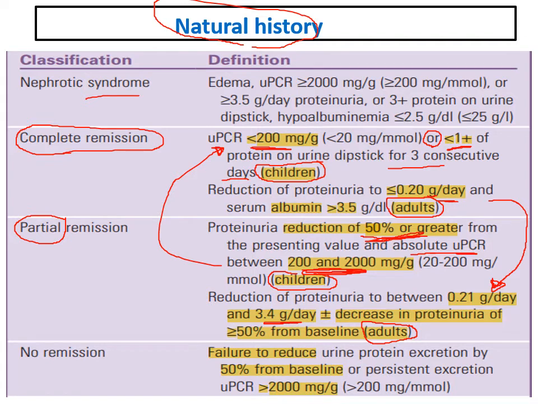ويكون حصل ريدكشن في البروتينوريا برضو اكتر من 50%. يبقى البارشال ريميشن لازم يكون حصل ريدكشن في البروتينوريا more than 50% من البيز لاين، وان البروتينوريا تكون ما بين 200 مللي جرام و2 جرام. ده البارشال ريميشن. طيب النو ريميشن اللي ما محققش الشروط دي: failure of reduction of proteinuria by at least 50% من البيز لاين، وان يكون البروتينوريا حاليا الابسوليوت فاليو بتاعتها اكتر من 2 جرام. يبقى failure to achieve these targets، ساعتها اقدر اقول عليه ان هو no remission.